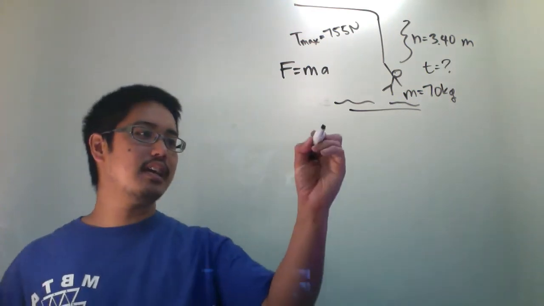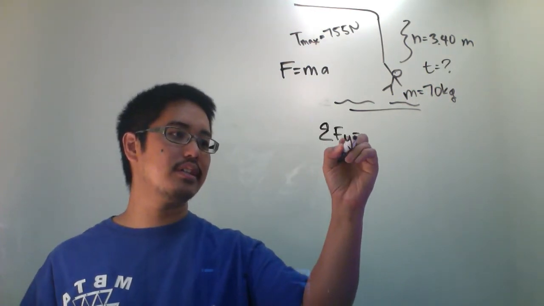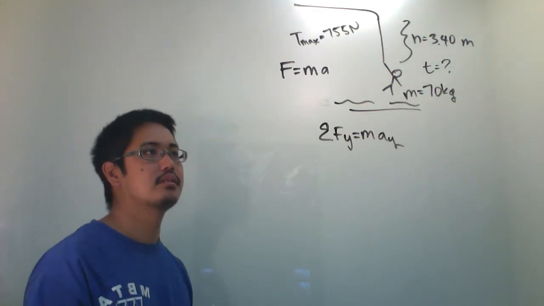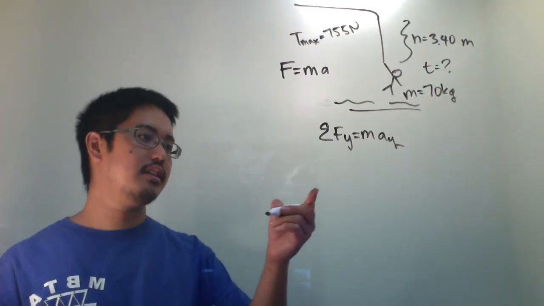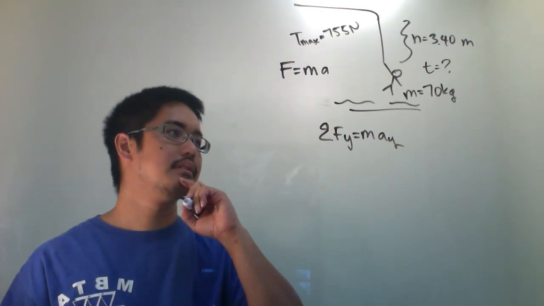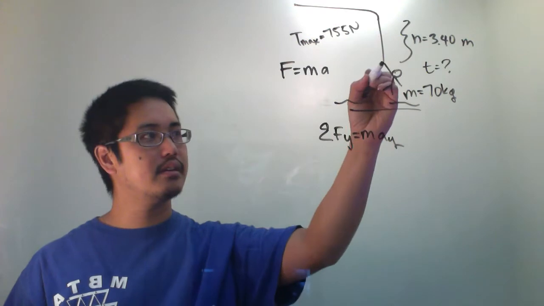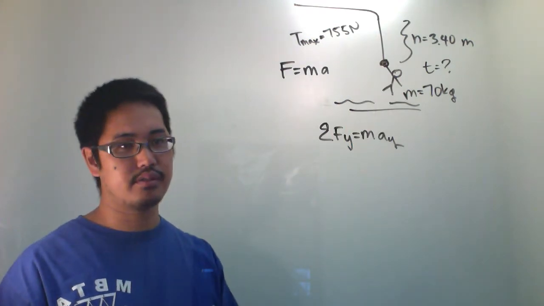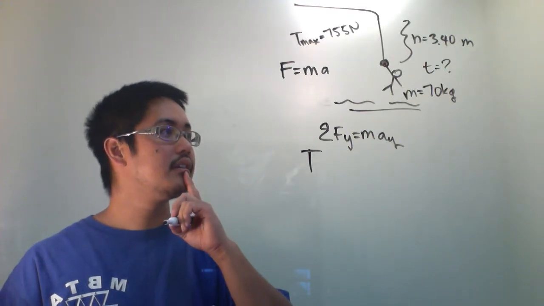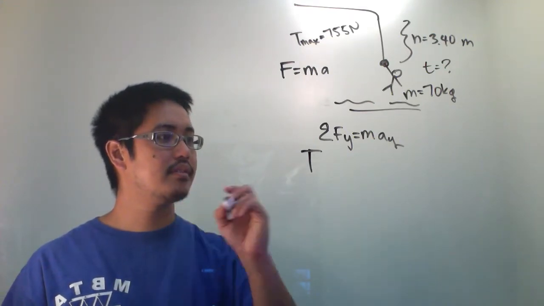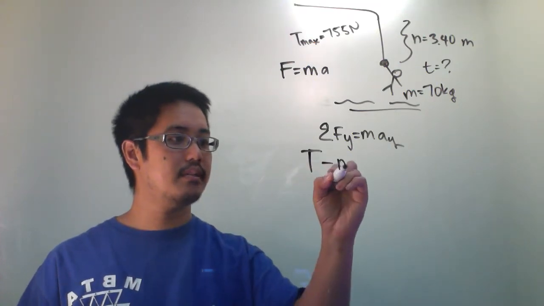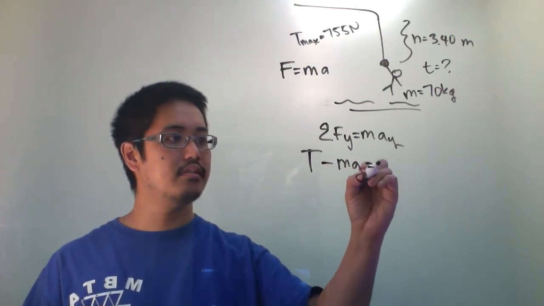So let's add the forces in the y direction is equal to mass times acceleration in the y direction. Cool? What forces do you see in the y direction acting on Indiana Jones? You have the tension, right? And then what else do you have? Weight. T minus mg is equal to ma.